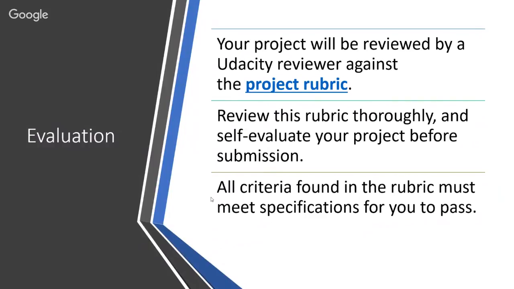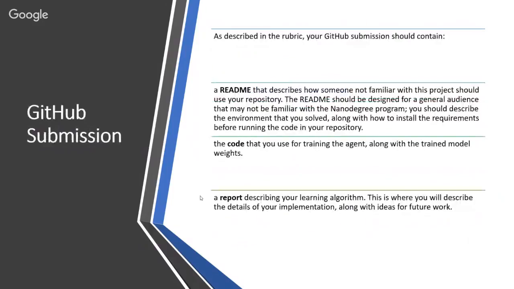Anyway, the project will be reviewed by the Udacity reviewer against the project rubric, which we went over before. Review this rubric thoroughly and self-evaluate the project before submission. All criteria found in the rubric must meet specifications for you to pass, as you would know from doing the other projects. As described in the rubric, your GitHub should contain the README, code, and a report.